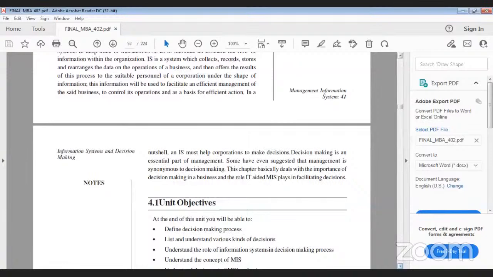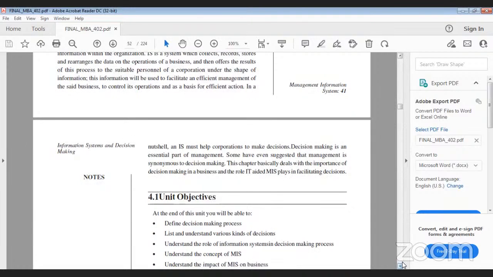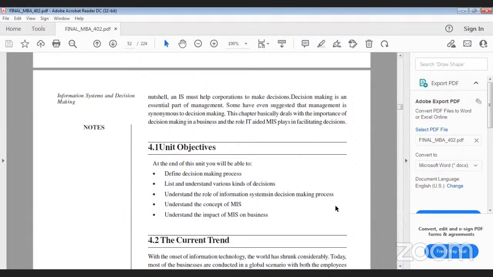In a nutshell, an information system helps corporations to make decisions. The main objectives of decision making: first, define the decision making process. Next, list and understand various kinds of decisions. Next, understand the role of information systems in the decision making process. Understand the concept of MIS and understand the impact of MIS on business.